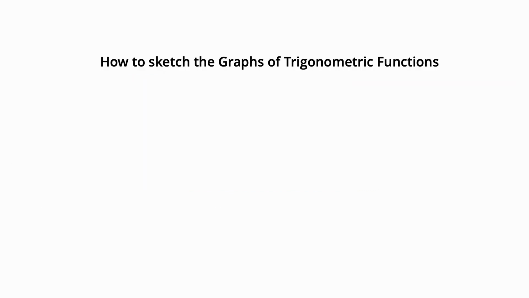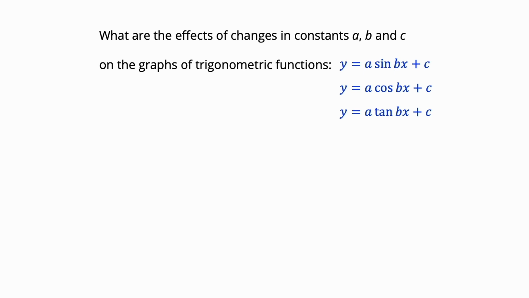Now, we learn how to sketch the graph of trigonometric functions of y equals a sine bx plus c, y equals a cos bx plus c, and y equals a tangent bx plus c. What are the effects of changes in constants a, b, and c on the graphs of trigonometric functions?